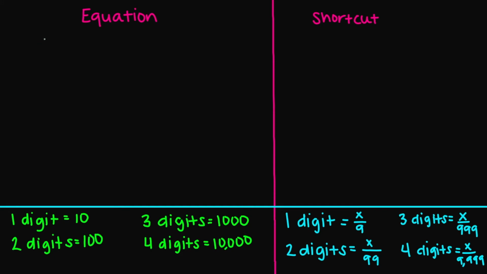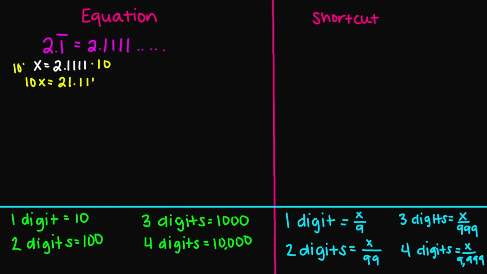So let's look at this example. Let's say we had 2.1 repeating. This is going to equal 2.1111. Then we go all the way down. I'm going to let x equal my 2.1 repeating. Since I only have one digit that's being repeated, I'm going to multiply both sides of my equation by the number 10. So this is going to be 10 here and then 10 here. So 10 times x, this is going to be 10x. And then 2.111 repeating times 10, this is just going to be 21.1111 repeating. All right, and these are the two equations that we are using.